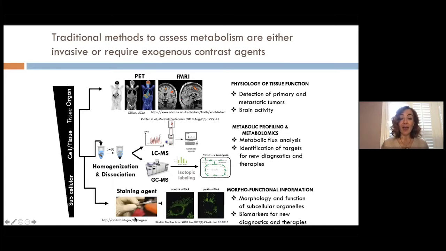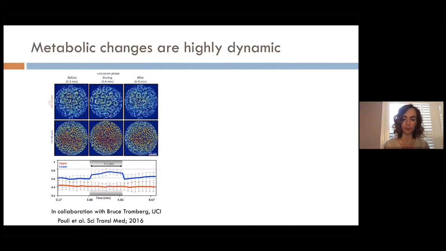In the lab, to visualize metabolic function and mitochondria in particular at the cell level, there are a number of stains that have been developed and continue to be developed. But again, thinking about transferring these to animals and especially to humans is not trivial. So what do we know about metabolism? We know that metabolism and metabolic changes are highly dynamic.